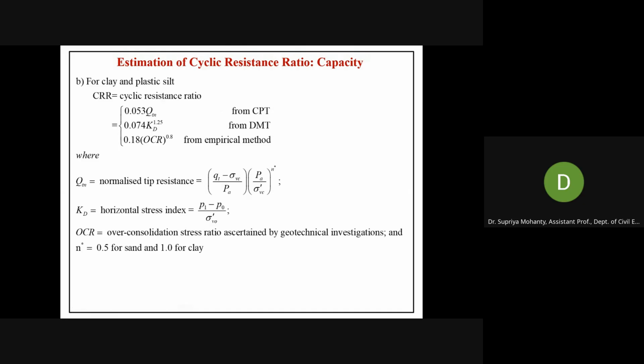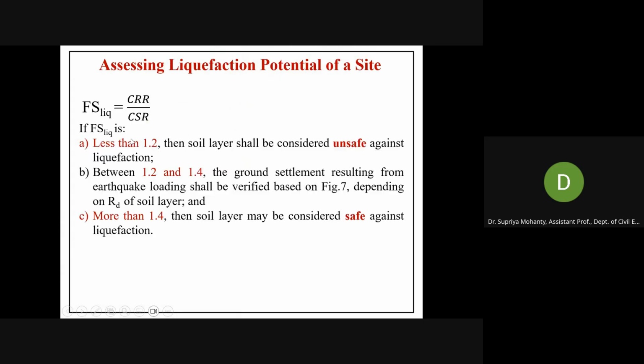The second case is for your clay and plastic silt, which is not liquefiable. There you will get residual strength. But cyclic resistance ratio can also be calculated based on CPT, DMT, and empirical relations. If you have the normalized tip resistance and horizontal stress index already calculated for your DMT-based CRR calculation, and the overconsolidation ratio, then this CRR can be obtained. This is for clay and plastic silt.